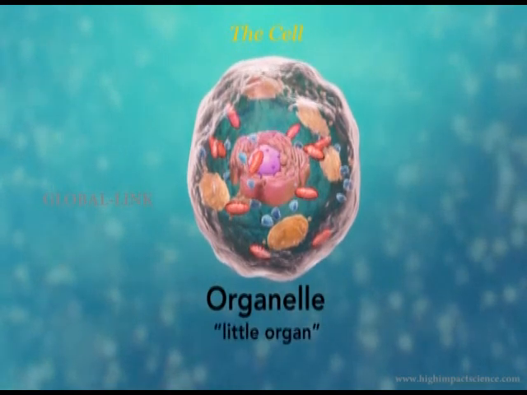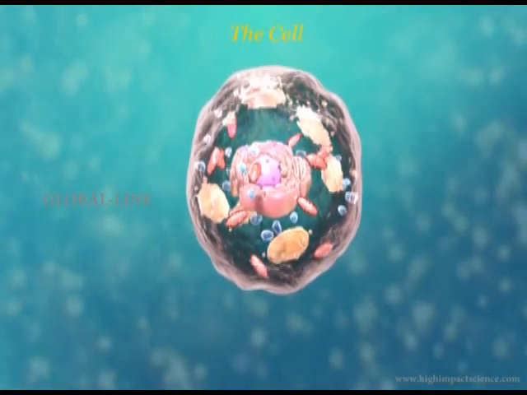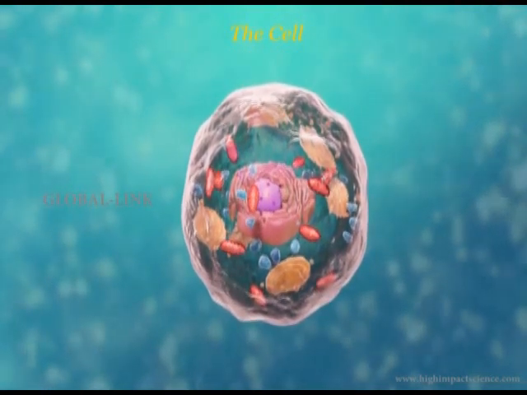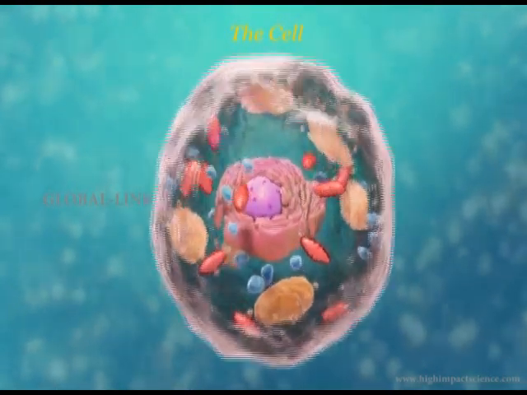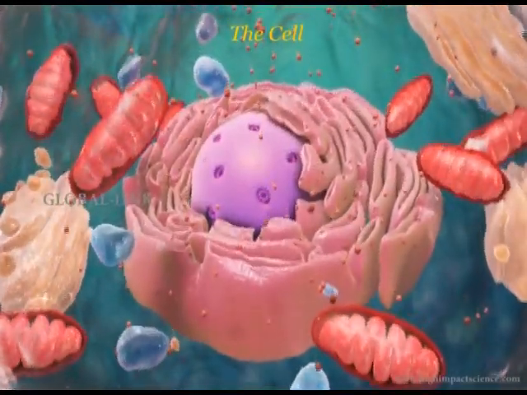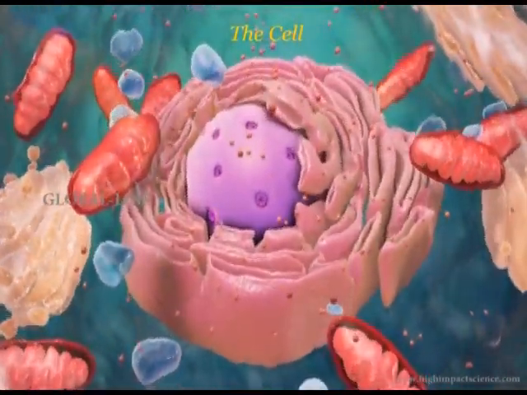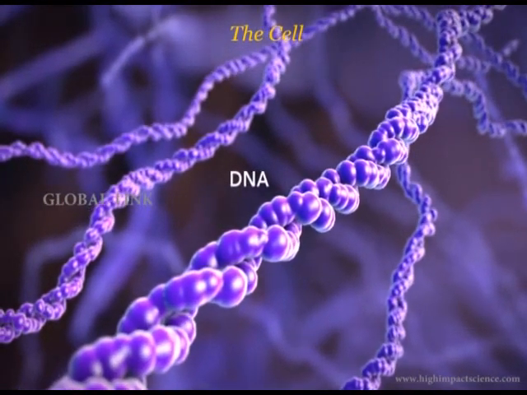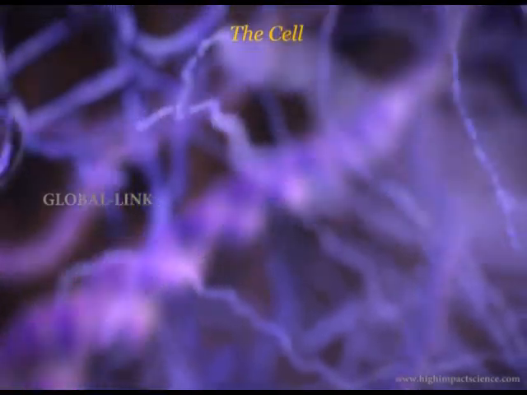Organelles simply means little organs. They are the specialized parts of a cell with unique roles to perform. We start with the nucleus. This is the control center of the cell. The nucleus contains DNA, or the genetic material. The DNA dictates what the cell is going to do and how it's going to do it.